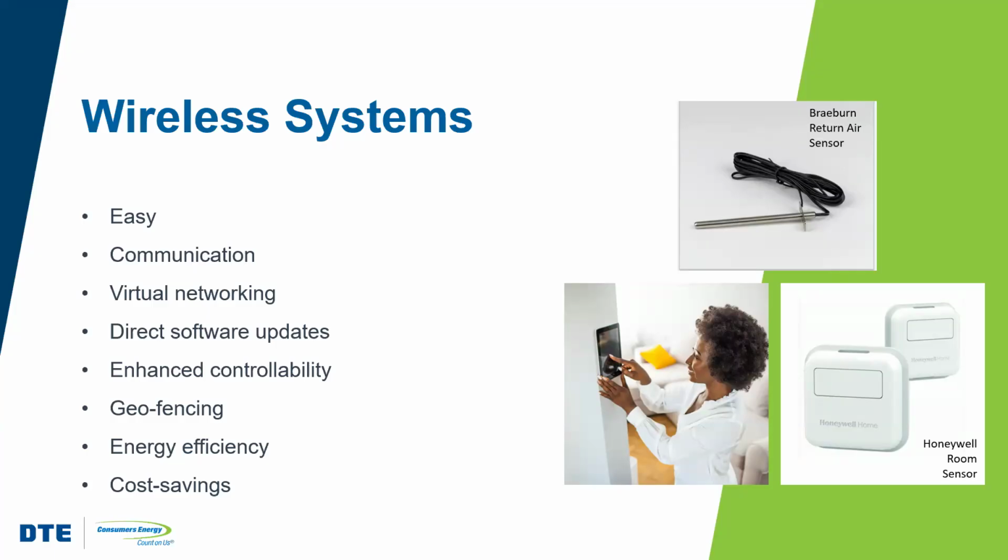Now, one of the things to be cognizant of when you have wireless systems is that controllers and receivers from different product lines, different manufacturers, may be paired in different ways. With the advent of IoT, or the Internet of Things, right? You don't have to have one manufacturer for every component in your system. You can use different manufacturers. So you can use a Bryant return air sensor, and you can use Honeywell, for example, room sensors.